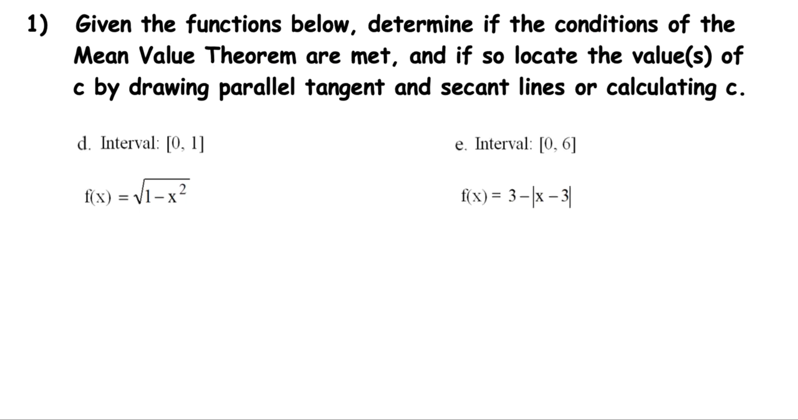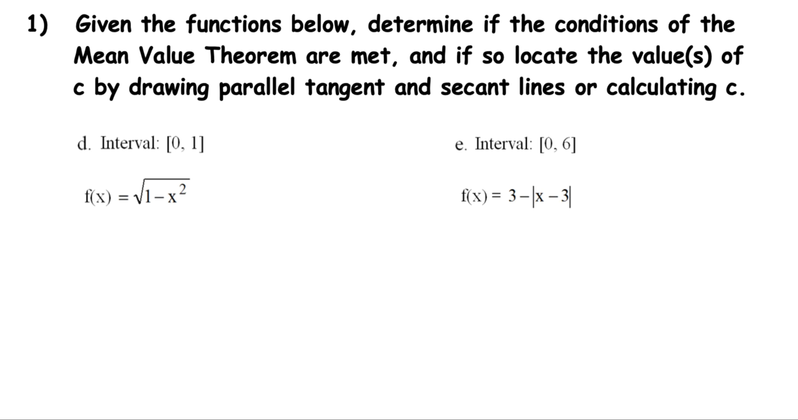All right, finishing up on number 1, we have parts D and E. This time, instead of graphs, we have equations, and we have the intervals. So first off, part D, we're going from 0 to 1. We have a square root, and if I plug the 0 in, I do get the square root of 1, which is 1. If I plug the 1 in, I get the square root of 0, which is, of course, 0. So it is continuous. If you plug in numbers between 0 and 1, you won't have imaginaries. You're safe. So it's continuous the whole way.